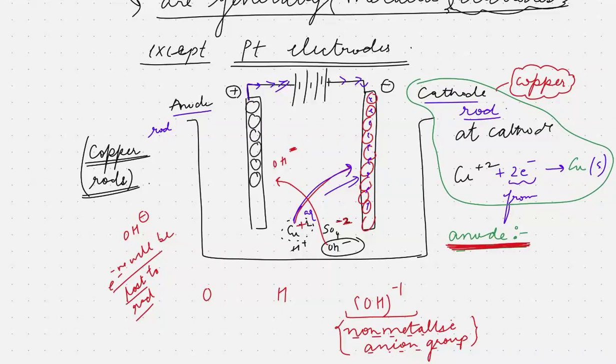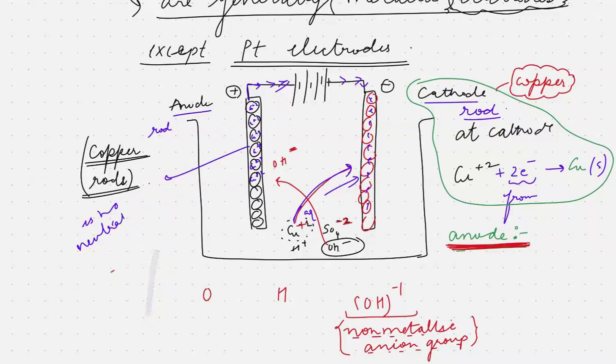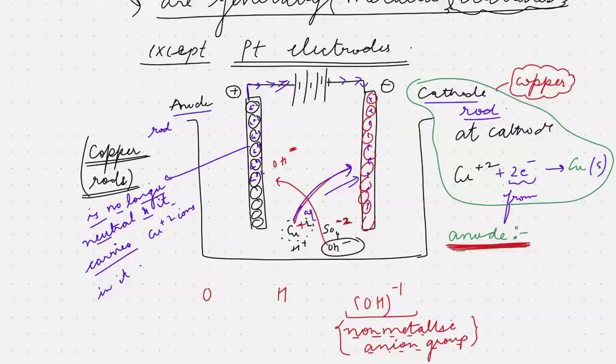Now, here we have copper atoms again in the rod. But you understand that when the battery has pulled out electrons from these, we're going to have copper plus 2. So this rod is filled with lots and lots of copper plus 2. That means this rod is no longer neutral, and it carries copper plus 2 ions in it. Got the point or not?